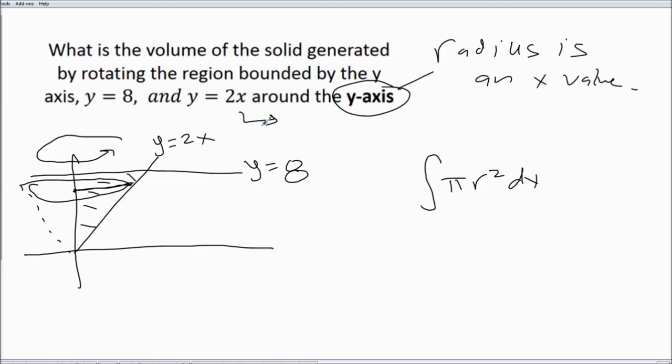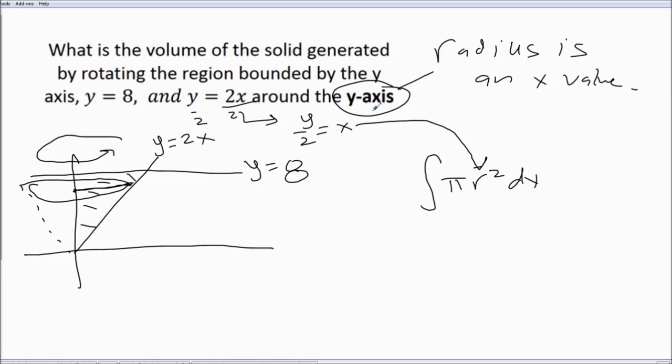So I'm going to bring this down. Right now that says 2x. That's no good. It's an x value that I need, not a 2x value. So I'm going to divide both sides by 2. And what I get is y over 2 equals x. So that is what's going in right here. Okay, so let's do our setup. And you know what? I realize I made a mistake. I hope you caught it. I put dx right here.